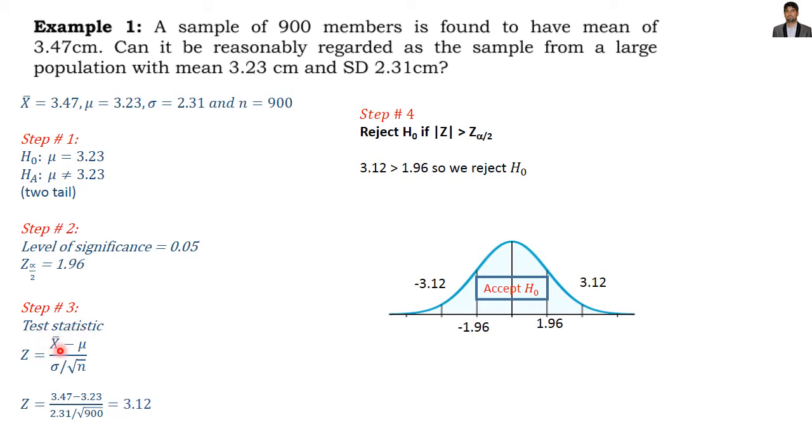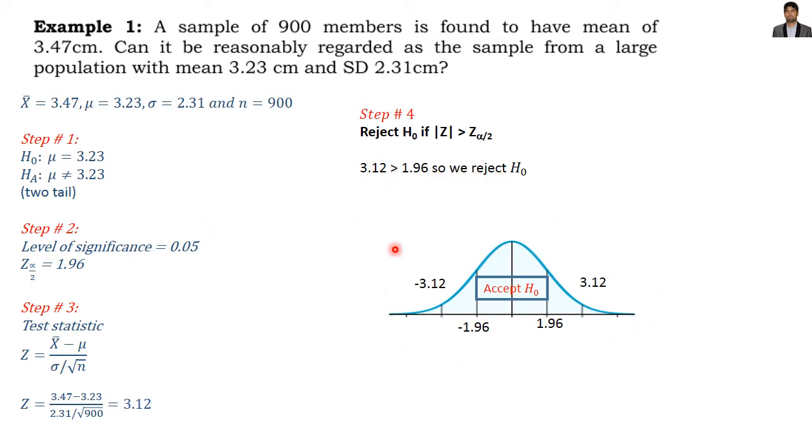Z is equal to X bar minus mu over sigma over root n. Put here all the values and we will get 3.12. Reject H0 if |Z| is more than Z alpha over 2. 3.12 is more than 1.96, so we reject H0.